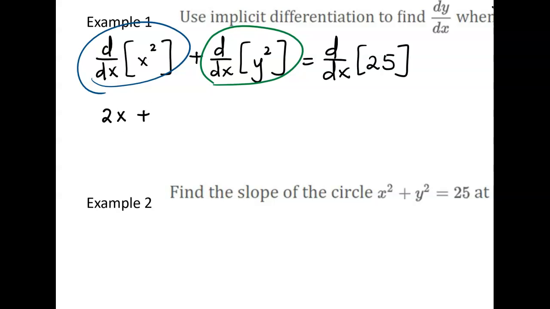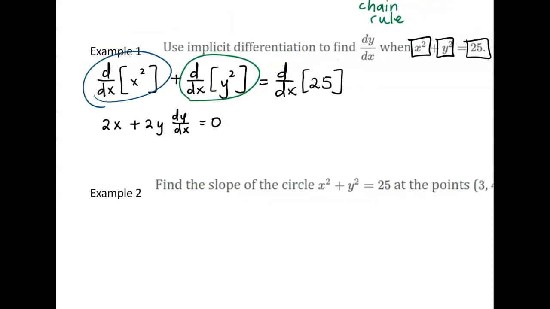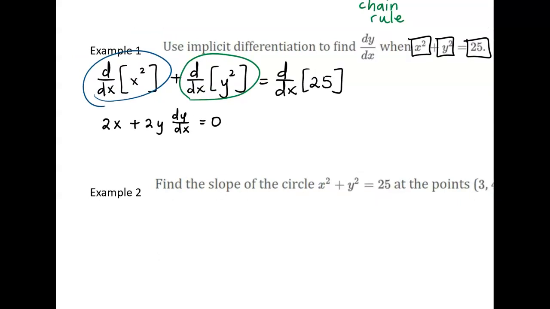But we do the same thing with the y squared. We pull the exponent of the 2 down. The new exponent on y is 1. We don't usually write that. But chain rule says we then have to come in and multiply by the derivative of y, which is dy/dx. And then I'll go ahead and write back the 0 on the other side of the equation from the derivative of 25.